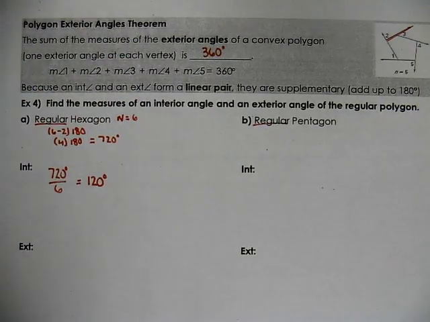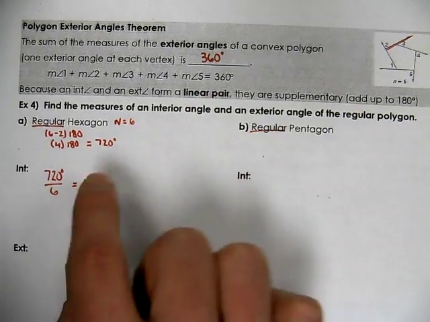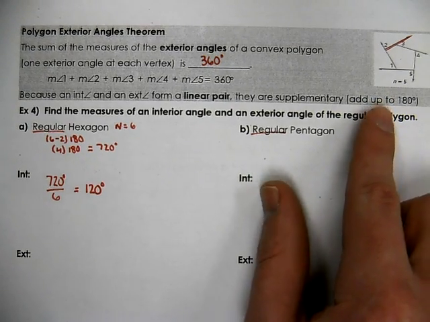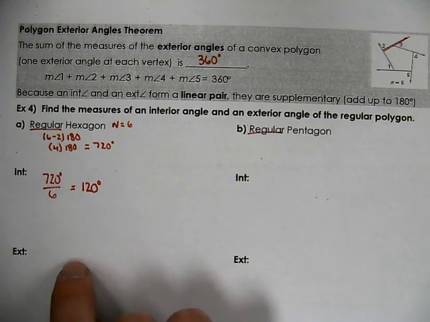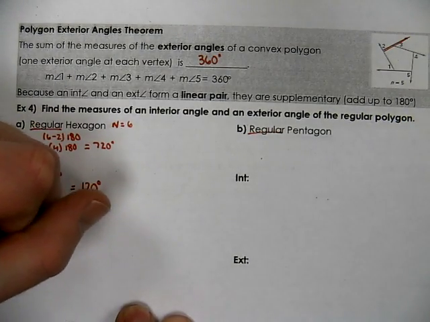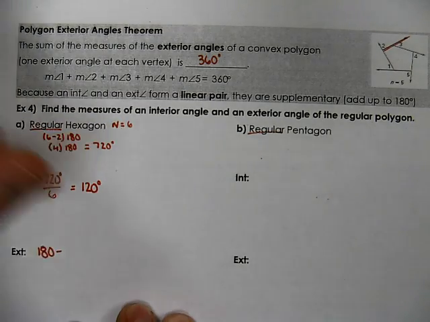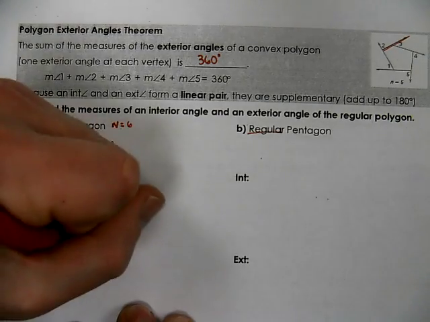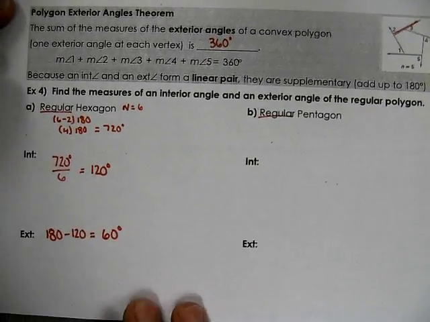Now we can also consider two different ways to find the exterior angle. Based on what we saw earlier, the interior and the exterior make a linear pair, meaning they add to 180 degrees. So if I take 180 and subtract my interior, that gives me my exterior. I'll take 180, because they make a linear pair, and subtract 120. That tells me the exterior angle will be 60 degrees. That's one way to approach the problem.